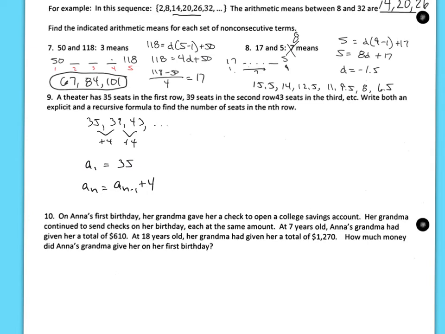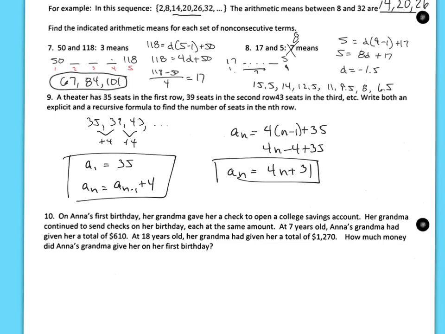Explicit, no more guess and check unless you want to. A sub n is equal to, difference is 4, n minus 1 plus the first term. So our explicit formula is 4n plus 31. Recursive, explicit.